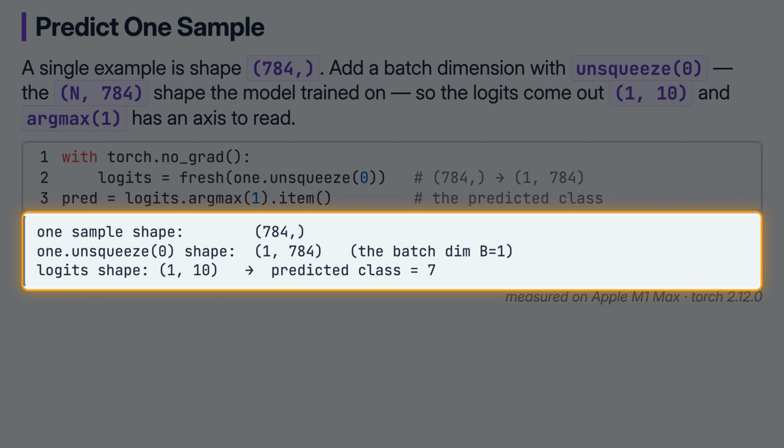Run it under no_grad and the logits come out shape 1 by 10. Argmax over dimension 1 picks the largest of the 10 scores. That gives a one-element tensor, and item turns it into a plain number. Here, class 7. No softmax needed to pick a label.